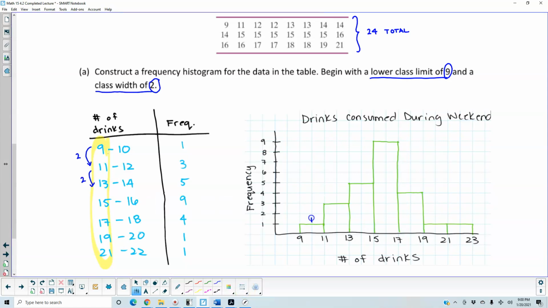And between 11 and 12 we had 3. Between 13 and 14 we had 5. Between 15 and 16 we had 9. Between 17 and 18 we had 4. Between 19 and 20 we had 1. And between 21 and 22 we also had 1. So there's our histogram.